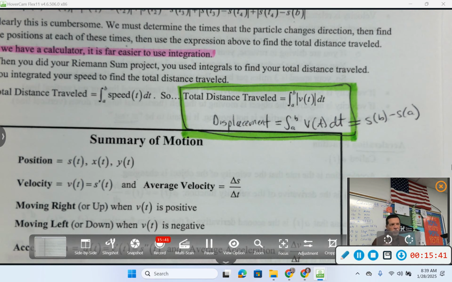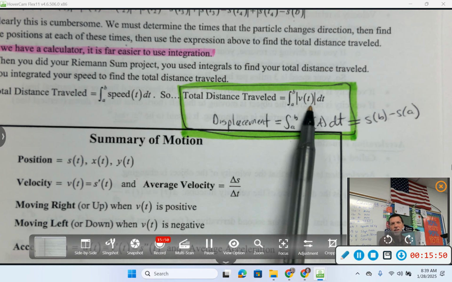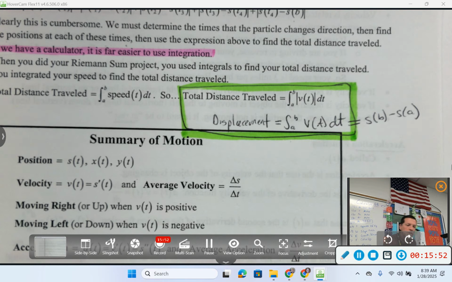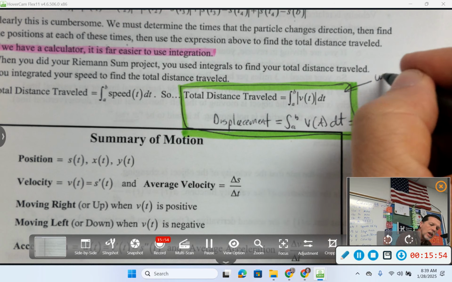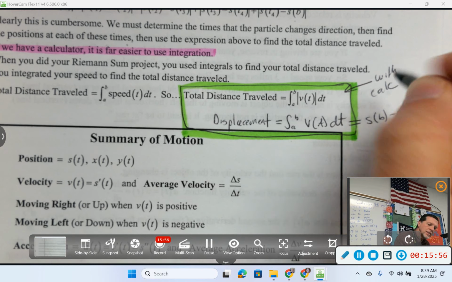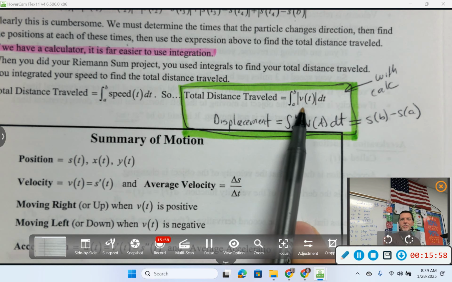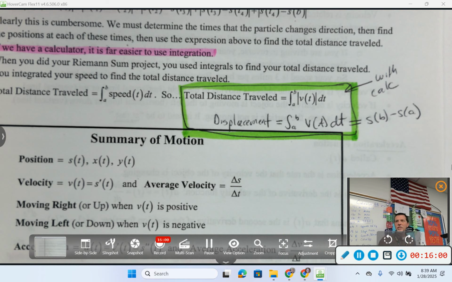So displacement goes with velocity. Those kind of go together. Distance is related to speed, which is why you take the absolute value of velocity. Again, you would only do this with a calculator because we don't do antiderivatives of absolute values unless they're like super easy and we can do them graphically with a picture, an area. So this is almost always with a calculator.